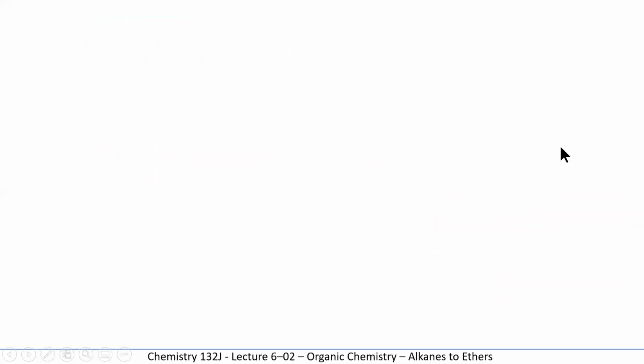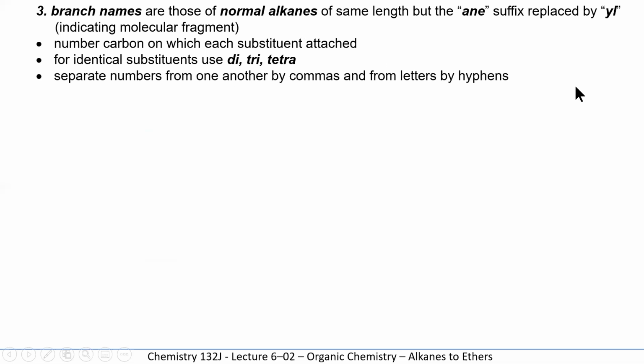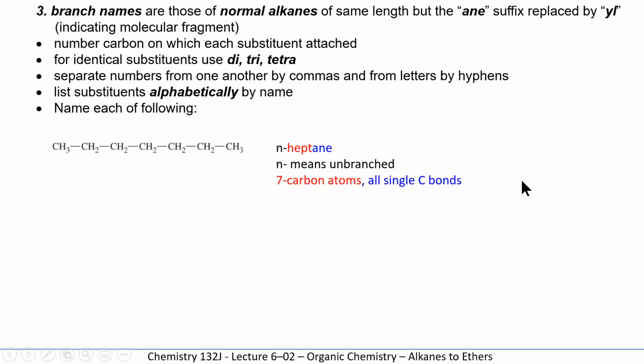Now, we're going to do some more here. If we have multiple side chains, we use the prefixes di, tri, or tetra to identify them, and we use numbers to indicate where they are. We separate the numbers with commas, and we put the chains alphabetically. In this example, we have 7 carbons, so it's going to be called heptane.